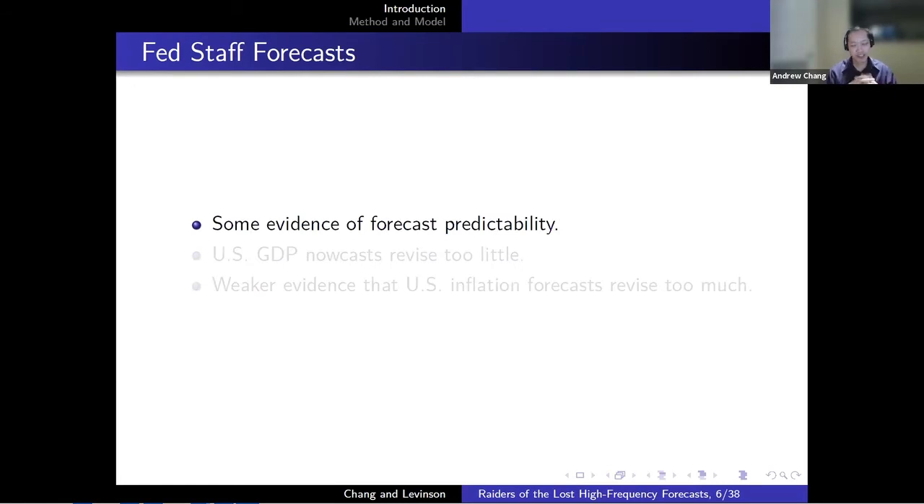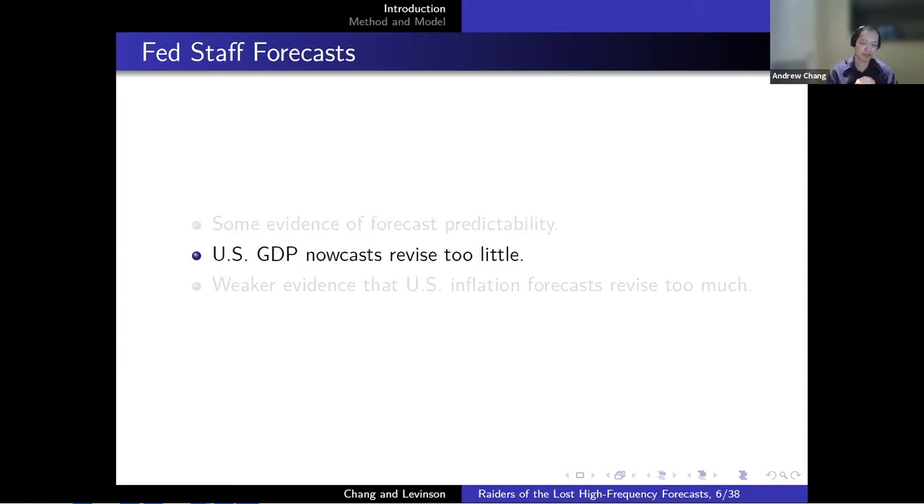So what we find using these new data is we do find some evidence of Fed staff forecast predictability. Specifically, we find that the GDP nowcasts tend to revise too little in response to incoming information. So if we, the staff, get positive news on GDP, let's say we revise up the projection, what we should have done actually is revise up the projection even more than we actually did. And we find the opposite result for inflation. We find their inflation forecasts tend to revise too much in response to incoming information, though the evidence is a bit weaker.